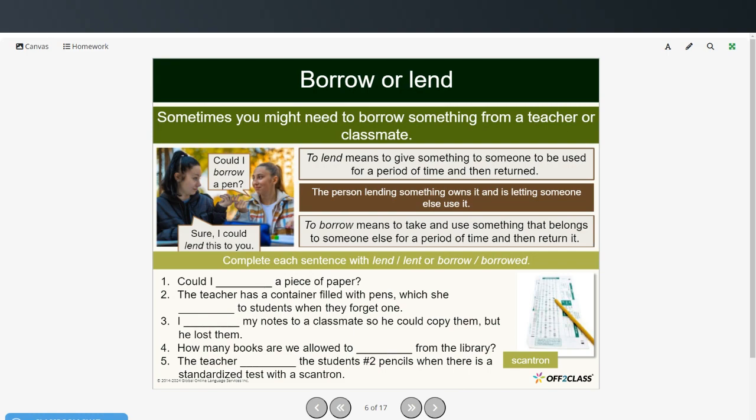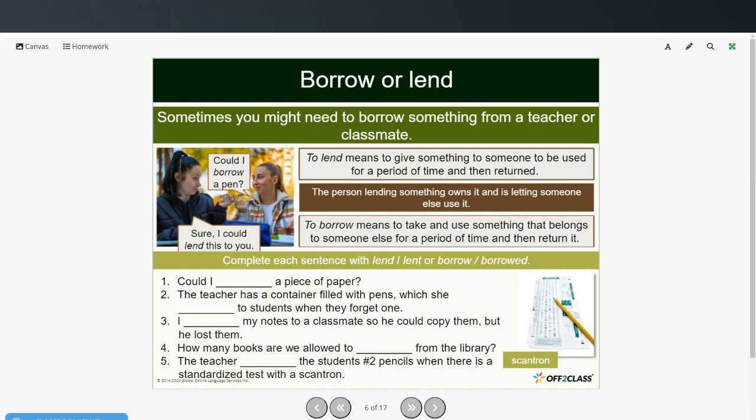All right, so now we're going to talk about borrow and lend. To lend means to give something to someone to be used for a period of time and then returned. So the person lending something owns it and is letting someone else use it. To borrow means to take and use something that belongs to someone else for a period of time and then return it. So this girl says, can I borrow your pen? And the other girl says, sure, I could lend this to you.